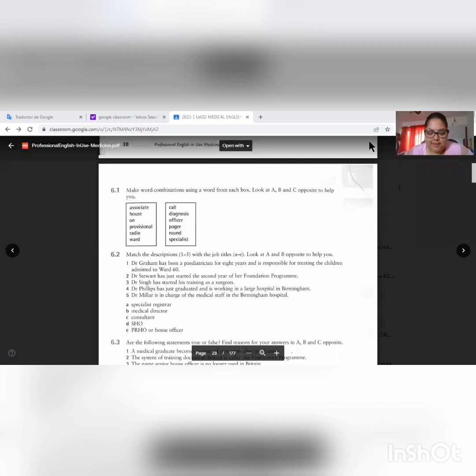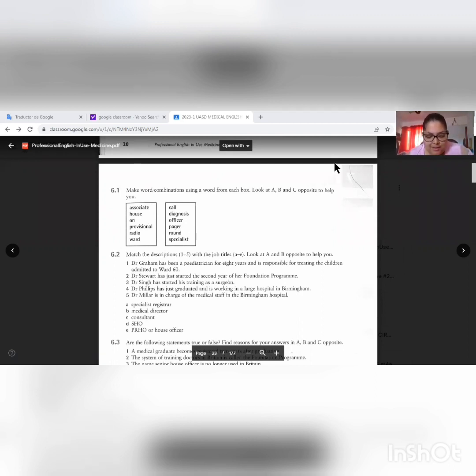Unit 6, Medical Practitioners 2. 6.1. Make word combinations using a word from each box. Look at A, B, and C opposite to help you. Associate specialists, house officer, on call, provisional diagnosis, radio pager, were on.